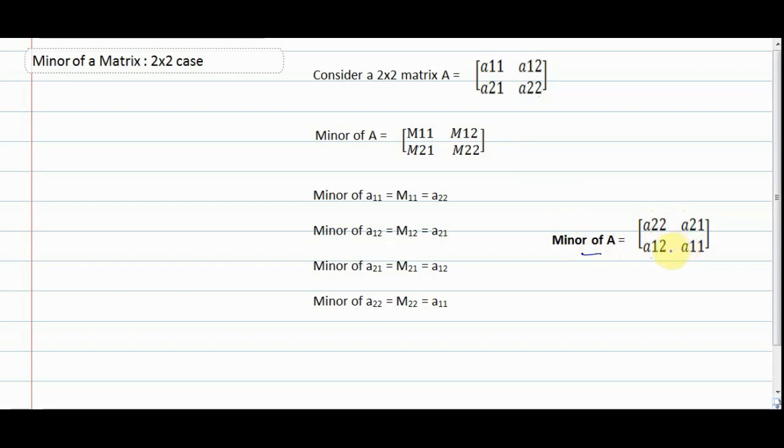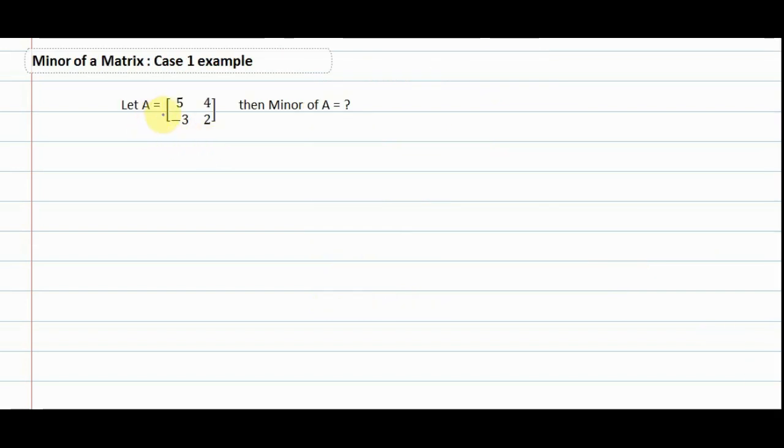Now let's see an example corresponding to 2 by 2 case. Let A equal to 5, 4, minus 3, 2. Then minor of A is equal to. So we may calculate minor of A by replacing each element with the corresponding minor value. So here the first element is 5. To calculate minor value corresponding to 5, we have to omit row 1 and column 1. Check the left out element. We have 2. So 2 will be the first minor value in the minor matrix.